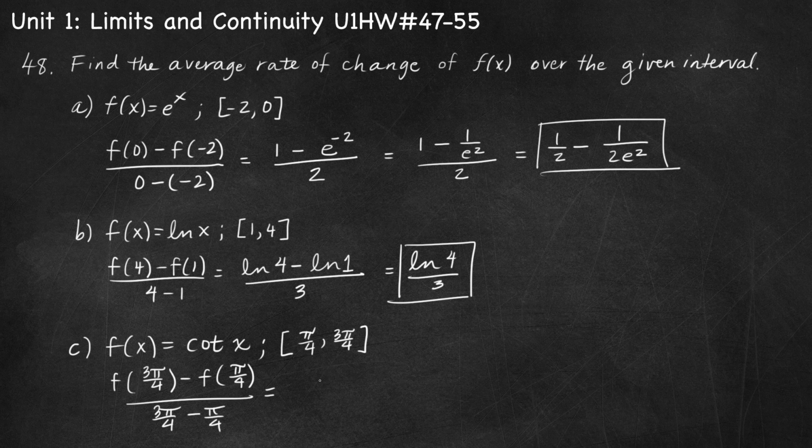F of 3 pi over 4 is cotangent of 3 pi over 4. So 3 pi over 4 is in quadrant 2. Cotangent is negative. So we have negative 1 minus cotangent of pi over 4. That's quadrant 1, so our cotangent is positive, and the cotangent of pi over 4 is 1. Over 3 pi over 4 minus 1 pi over 4 is 2 pi over 4, which reduces to pi over 2. So negative 2 divided by pi over 2. So the 2 is going to flip up. I've got negative 4 over pi.